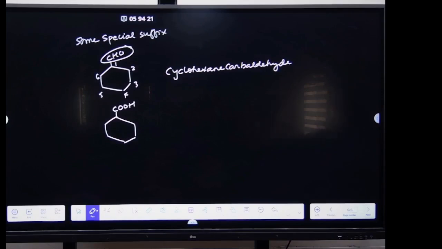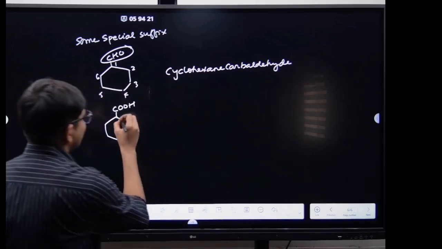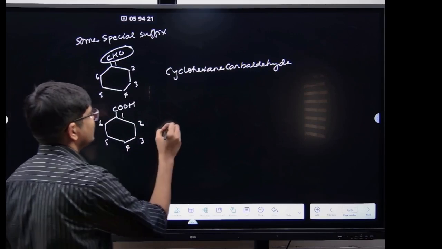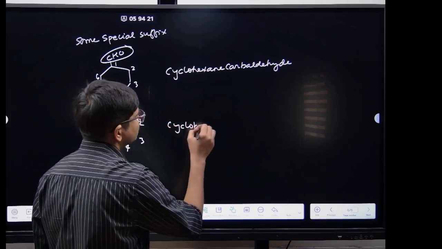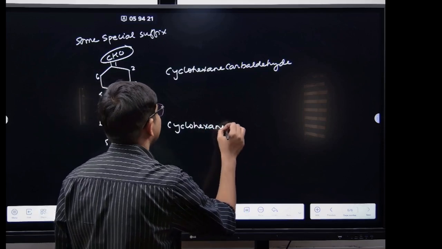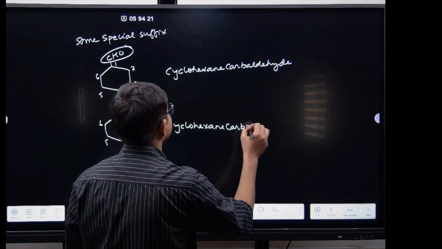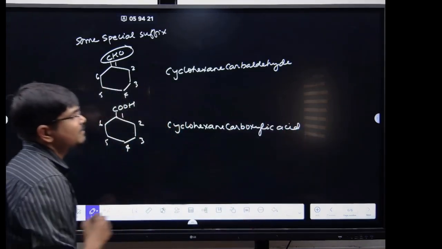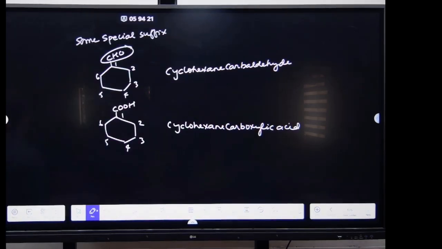That is a normal suffix we used to write. But in this case, since this one will not be included in the principal chain, I have to write this one as cyclohexane, and here you have to write the carboxylic acid, that is cyclohexane carboxylic acid. Got it? So special suffixes are used for some compounds.